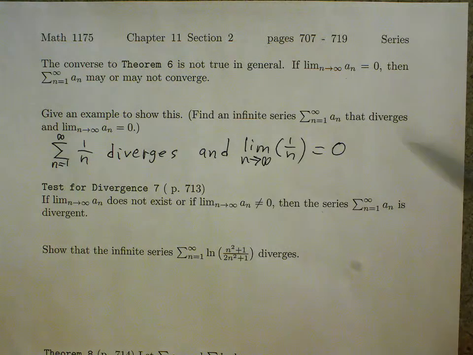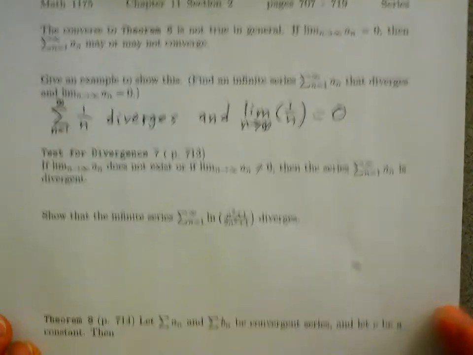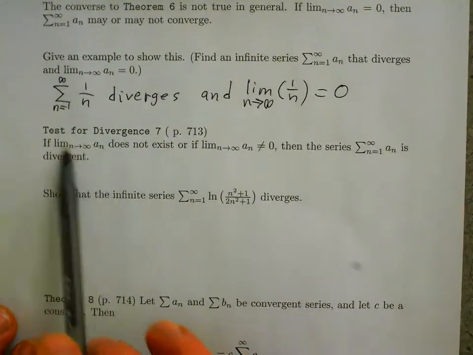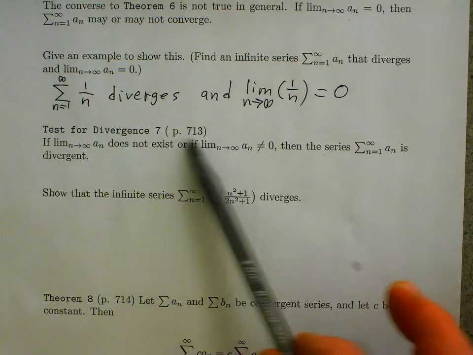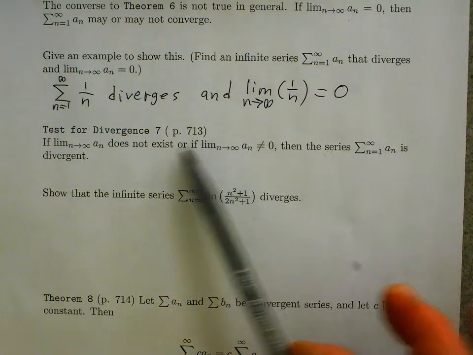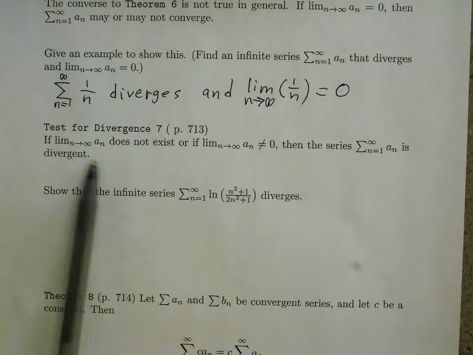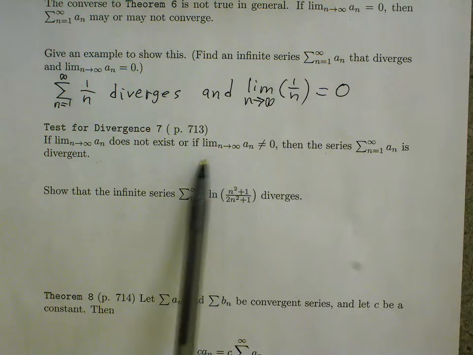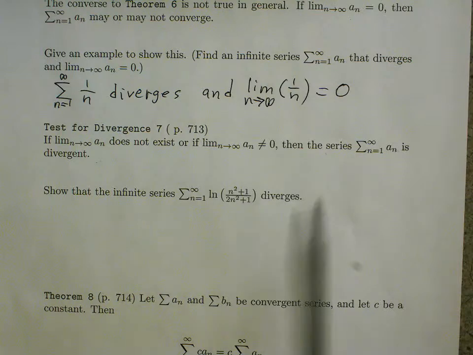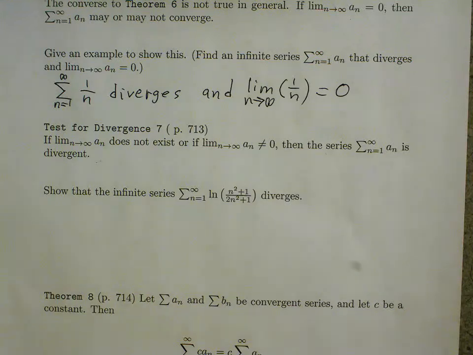But we can use the contrapositive to Theorem 6. And this is called the test for divergence on page 713 of the textbook. So this says if the limit of a sub n as n approaches infinity does not exist, or if the limit does exist but does not equal 0, then the corresponding series of the a sub n terms is divergent.